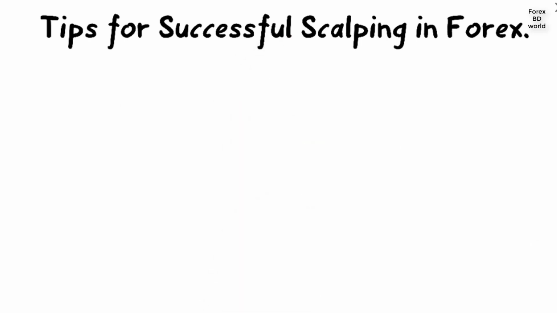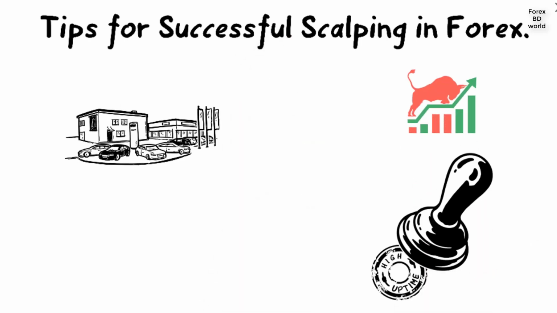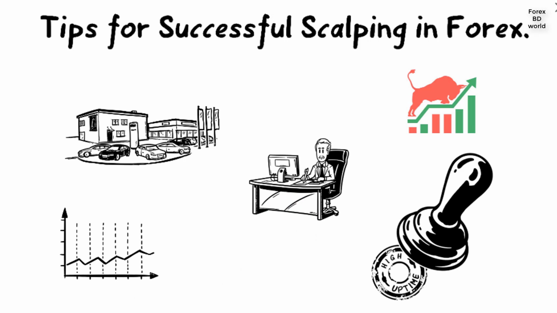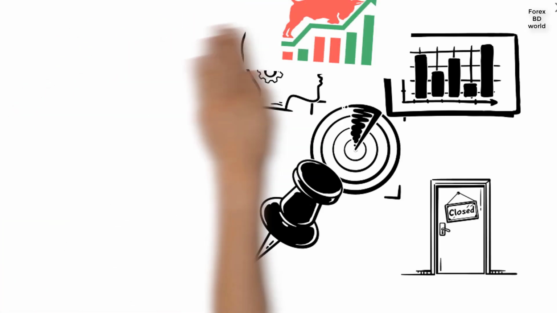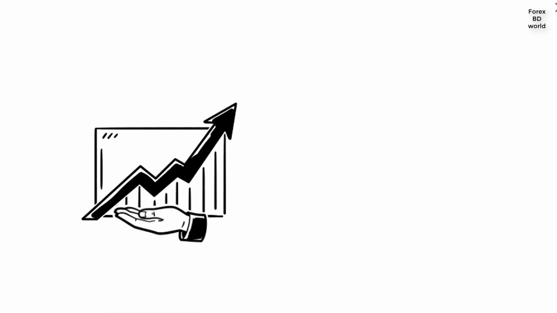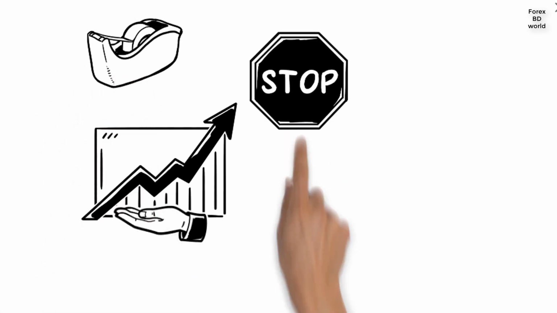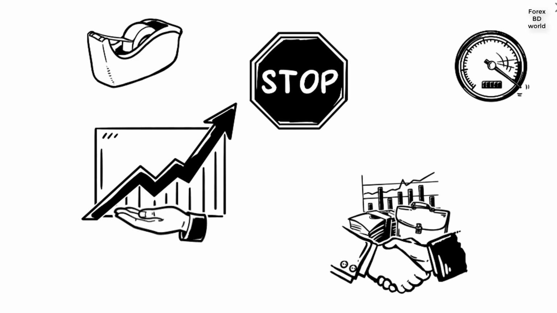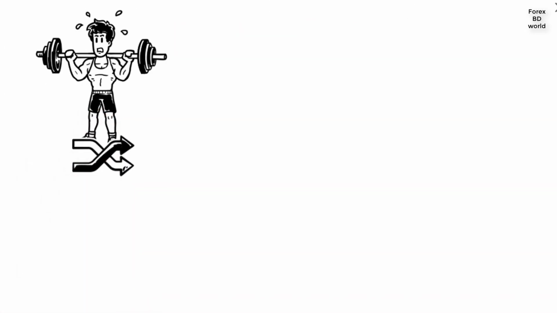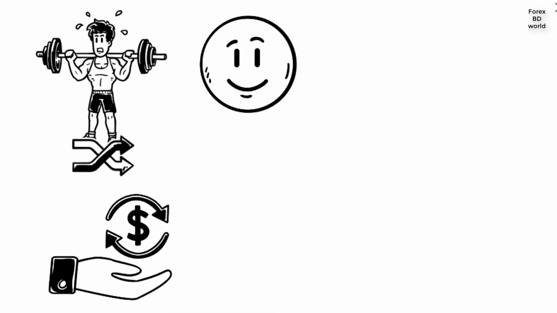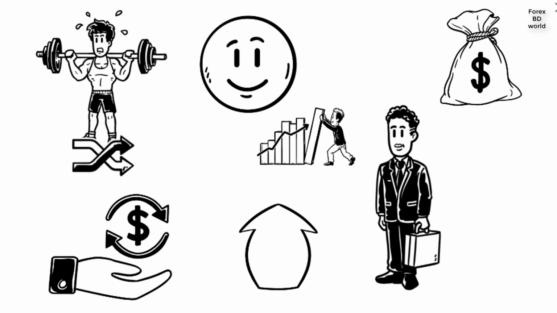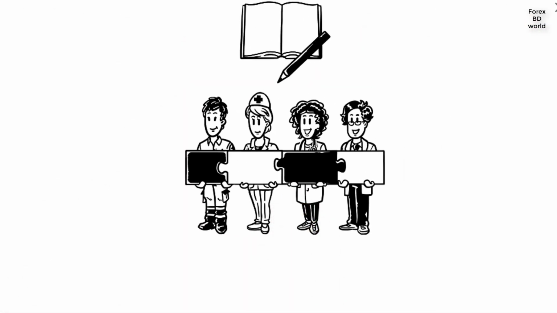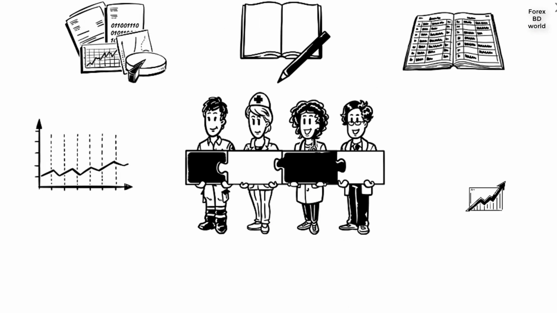Tips for successful scalping in Forex. Use a reliable and fast trading platform to execute trades quickly. Keep an eye on the market and be prepared to close a position if the market moves against you. Set realistic profit targets and stick to them. Use a stop-loss order to limit potential losses. Keep trading discipline and don't let emotions take over. Monitor the spread and choose a broker with low spreads to minimize trading costs. Keep a trading journal to record your trades and analyze your performance.